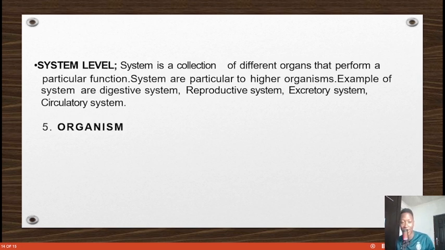All right, the last level, which is number 5 here, is the organism level. In the organism level, guys, you have multiple systems coming together to form an organism. It's important to know the progression from where we started. Number 1 is the cell. Number 2, multiple cells come together to form tissues. Number 3, multiple tissues come together to form organs. Number 4, multiple organs come together to form a system. And number 5, multiple systems come together to form the organism.